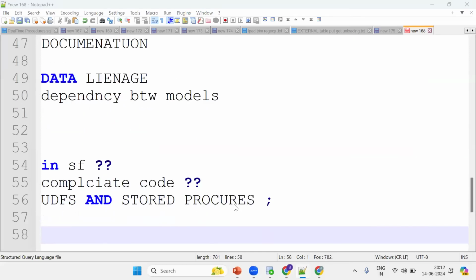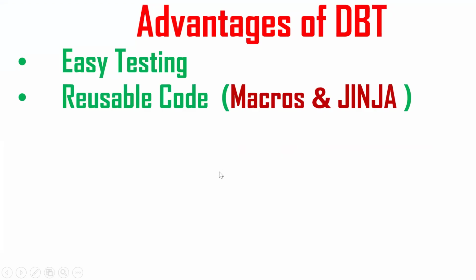Now in DBT, if you want to perform any complicated logic or looping, we make macros and Jinja templates. See, same thing. Reusable code means we write it one time and can use it in multiple places with the help of macros and Jinja templates.